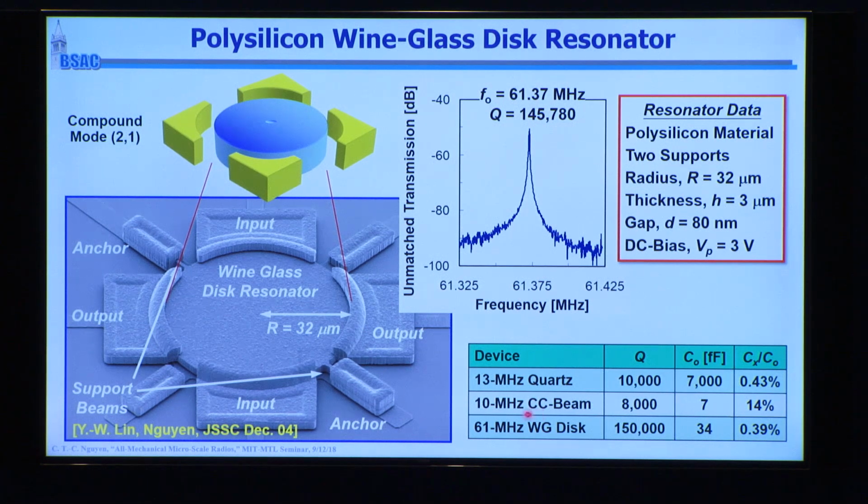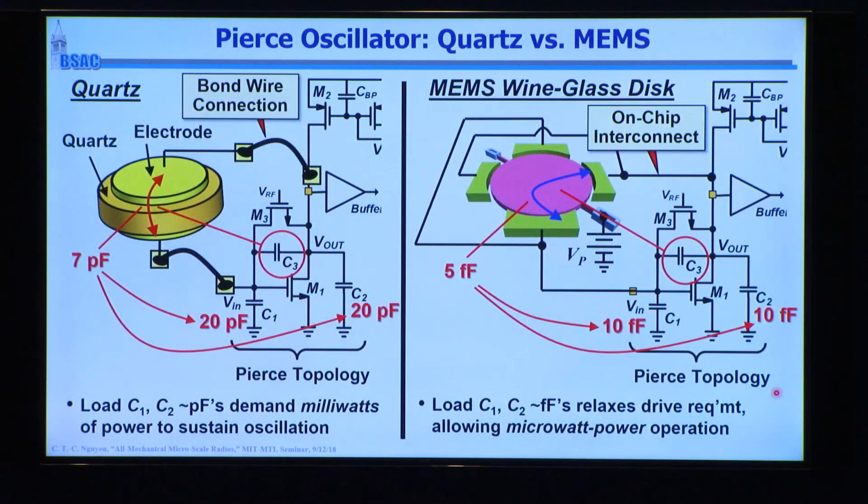So if you look at MEMS, a 10 megahertz clamped beam, so a beam resonator, they might have a Q of 8,000. Its shunt capacitance, 7 femtofarads, and much higher Cx over C naught at this 10 megahertz frequency. And then at 61 megahertz for this device, 150,000 Q, still a very small C naught, and comparable Cx over C naught to quartz. Okay, so what does this tell me? This tells me the big advantage is in this C naught. And if you do oscillator design, you'll know that that C naught makes a huge difference.